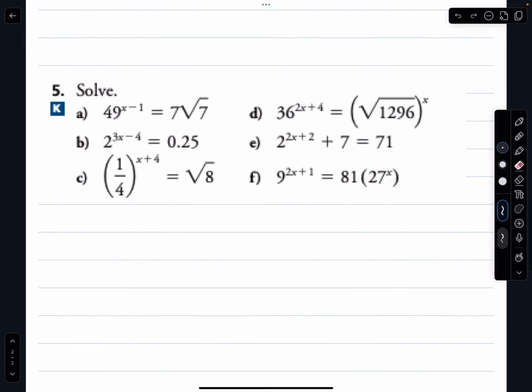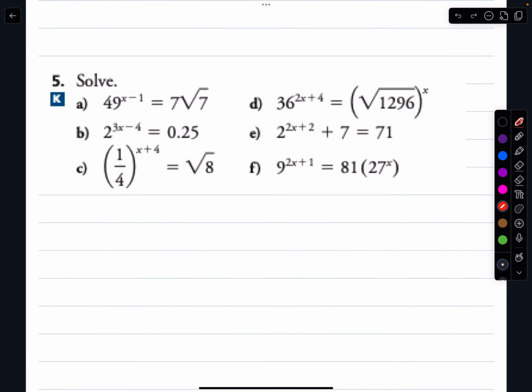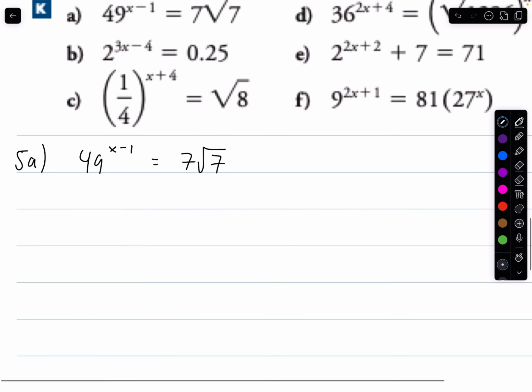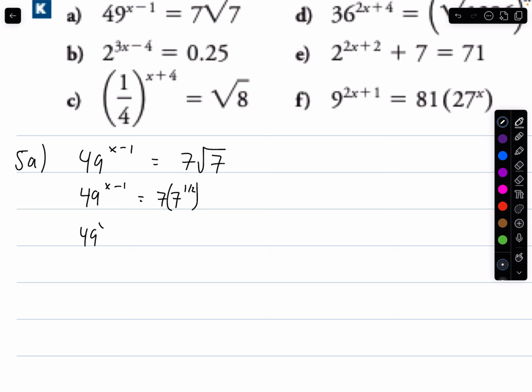Okay, same kind of concept, but we're going to rip through these as well. So let's look at this one. 49 to the x minus 1 is equal to 7 root 7. Okay, so obviously I can tell there's going to be something with a 7 going on here. But let's first simplify the square root. This is 7 times 7 to the half. So you got 49 to the x minus 1 is equal to 7 to the half plus 1, which is 7 to the 3 over 2.